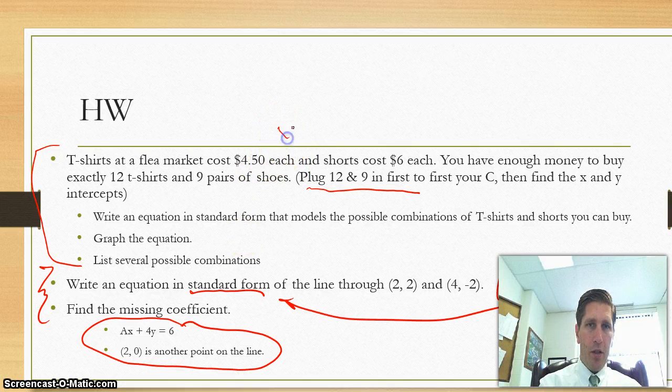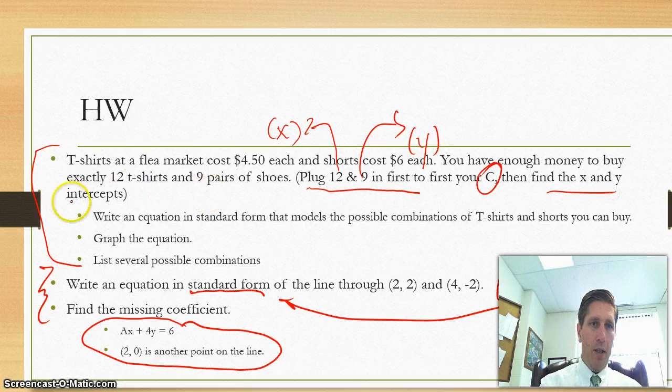The $4.50 each should be your x. The $6 each should be your y. So plug these numbers in to find out what your total cost will be for C, because we don't know that yet. So you've got to find that out. After you find that out, you'll rewrite the equation 4.5x plus 6y equals the total cost when you find C. And then you need to find the x and the y intercept from that equation.